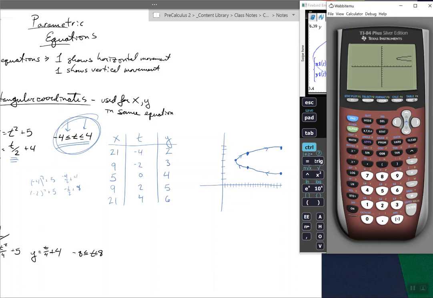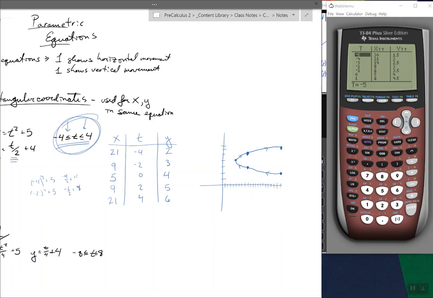If we go into second graph, it also gives us that same table, everything we need there. So if you prefer to do it this way, use the calculator to get the information for you, that's totally fine. Just make sure you put it into parametric mode and then get the numbers from the equations, or from the tables there.